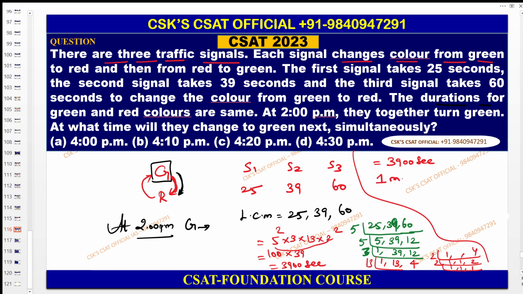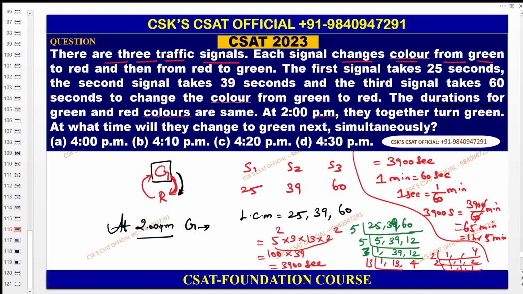Now you know 1 minute is equal to 60 seconds. Therefore 1 second is equal to 1 by 60 minute. So 3900 seconds is equal to 3900 by 60 minute. You can cancel this one, so it becomes 65 minute. 65 minute means 1 hour 5 minute. Right, 1 hour 5 minute. Now please be very careful here.